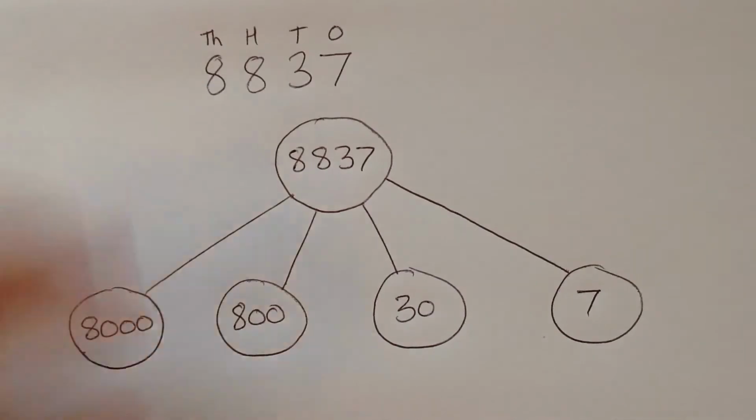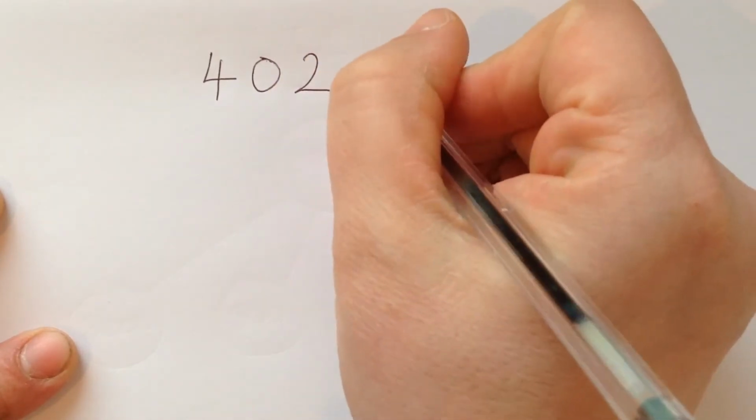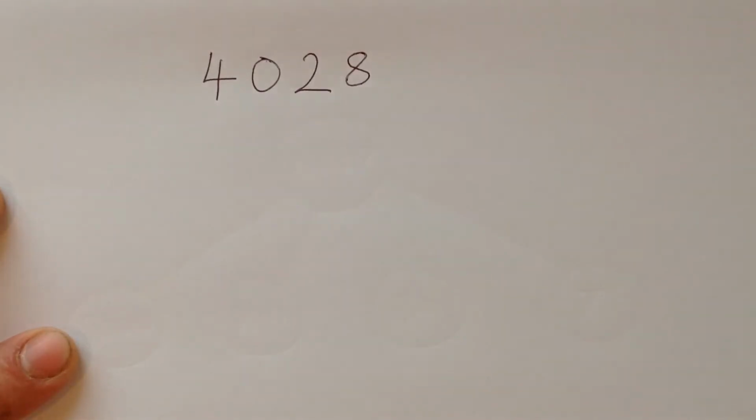Now, I said you can make this a little bit trickier. So if I go to my next piece of paper here, I can make this a little bit trickier by sneaking some zeros into my number. So this time, for my number, I'm going to go for 4,000, and I'm going to sneak a 0 in. 4,028, I fancy. Let's go 4,028.